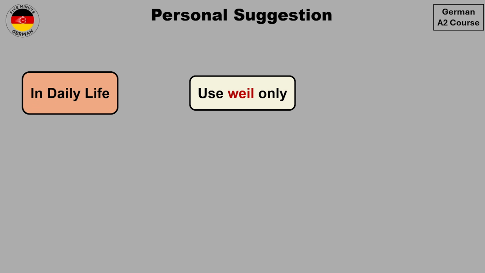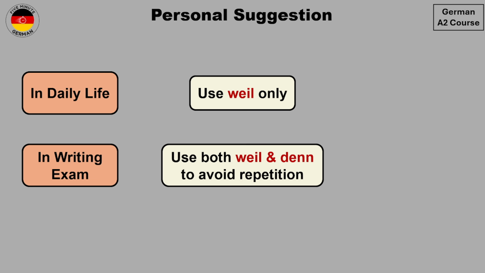Now my personal suggestion for you guys will be that in daily life, use weil only. There's no need to use denn, and weil is enough. But if you are in the writing exam, you can use both weil and denn to avoid repetition. Otherwise, as I said, in daily life, you only need weil. So this was the connector denn.